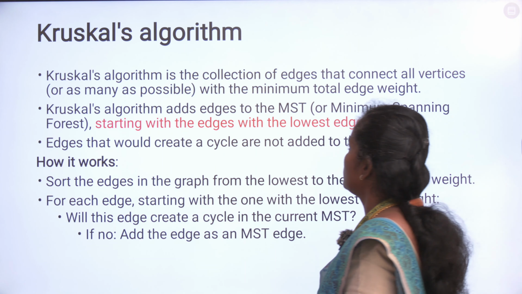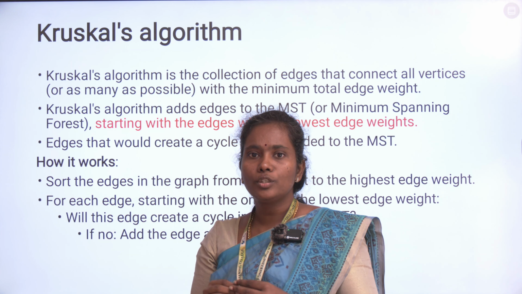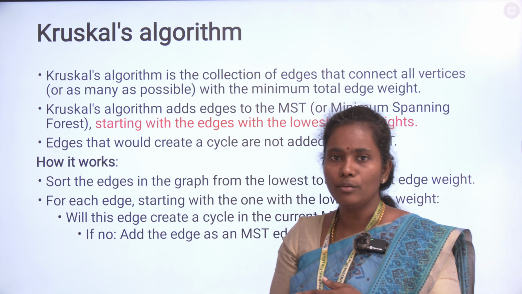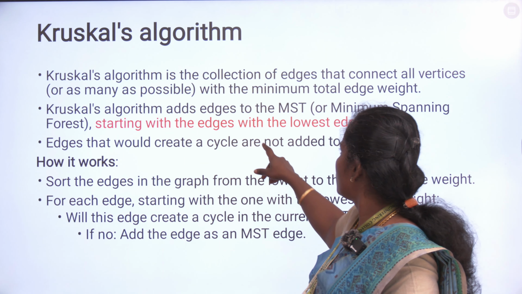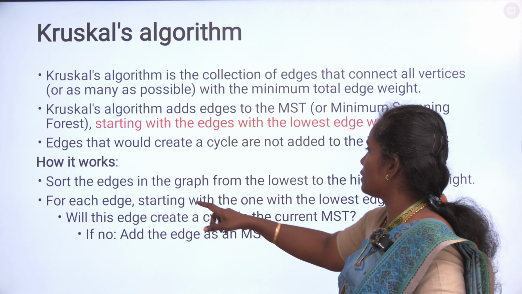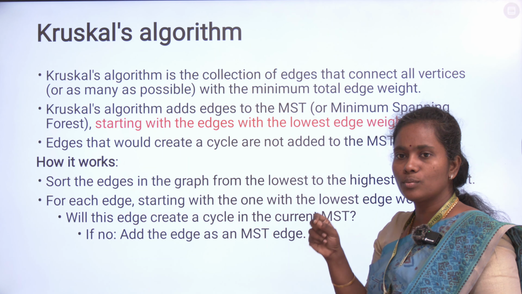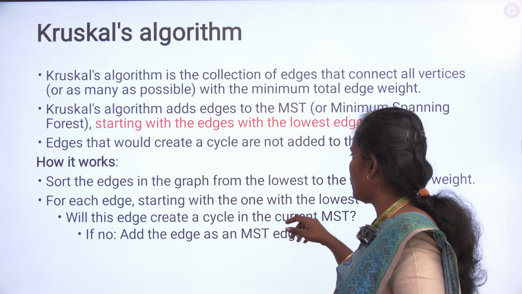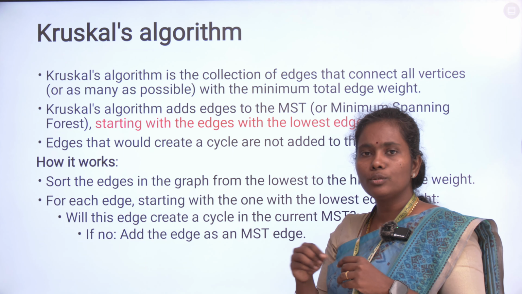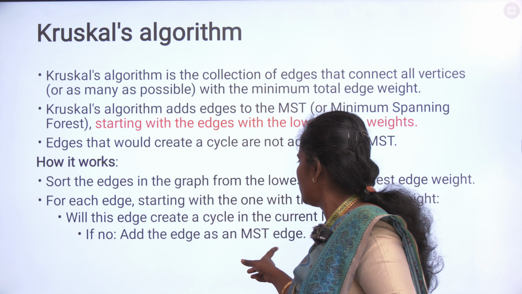Next is the Kruskal algorithm. It is similar to Prim's algorithm, but here we choose the edges based on the values, that is, the one which contains the lowest value. It is also called the minimum spanning forest. How it works is it sorts the edges in the graph from the lowest to the highest. First it chooses the lowest value, then it moves on to the highest value. This process is repeated until all the vertices are visited, and while choosing a path, if any vertices form a cycle or loop, it will discard that.